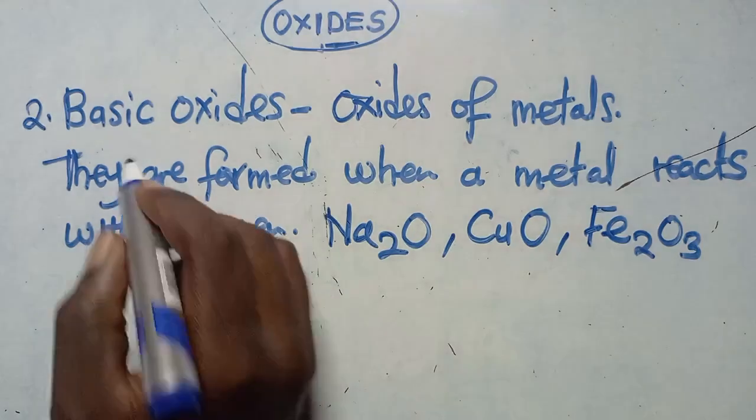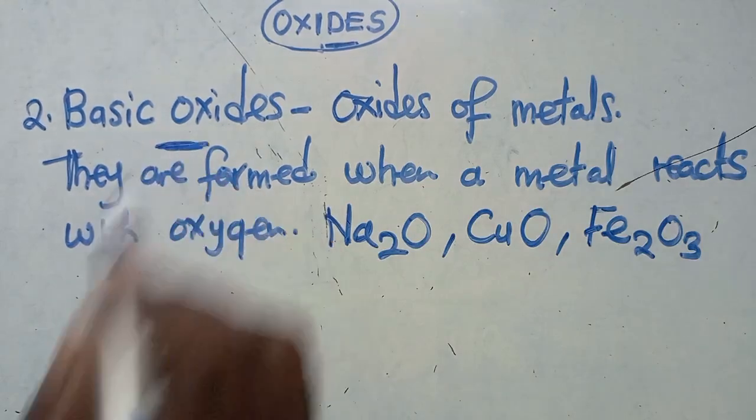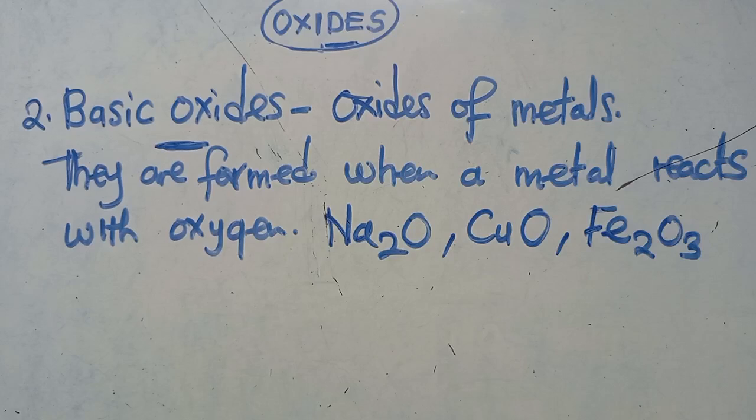These ones we call basic oxides, formed when metals react with oxygen. You have to understand them this way: the soluble basic oxides dissolve in water to form alkalis, which is a base in simple words.